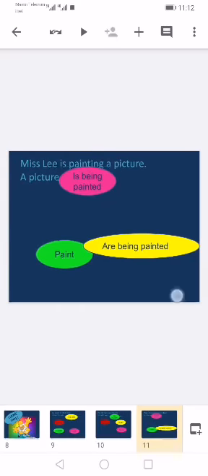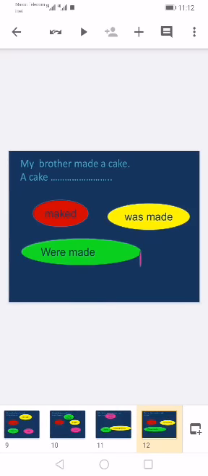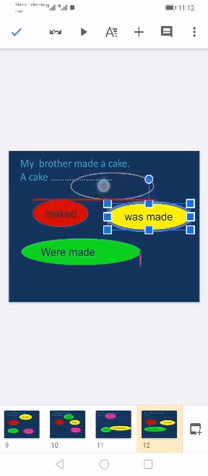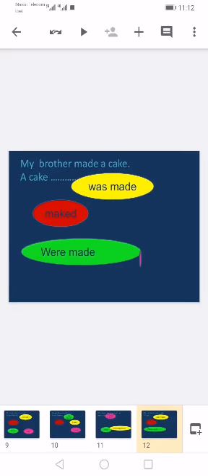In this one, we have my brother made a cake. So what tense is it? Made. Made is the simple past of make. So my brother made a cake. So it is the simple past. So a cake is the object. A cake was made or were made. It's was made. Why was made? Because we have just one cake and not cakes. So one cake, so it was made. If we have cakes, so it were made.